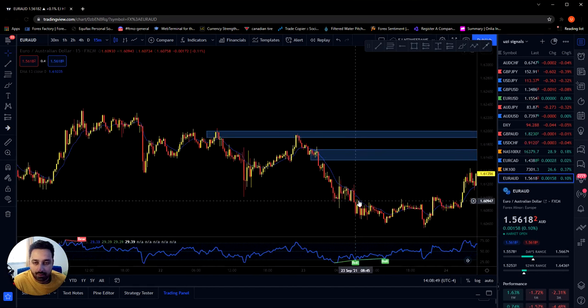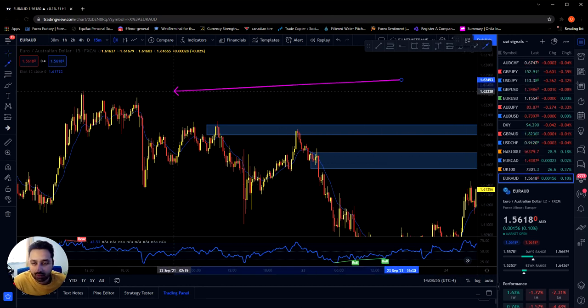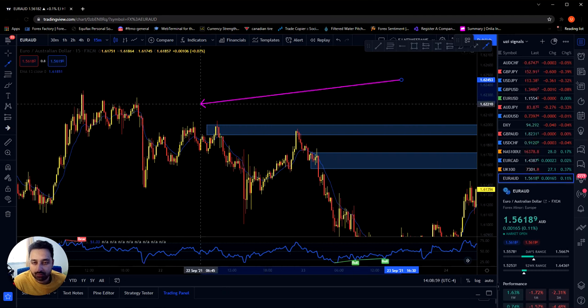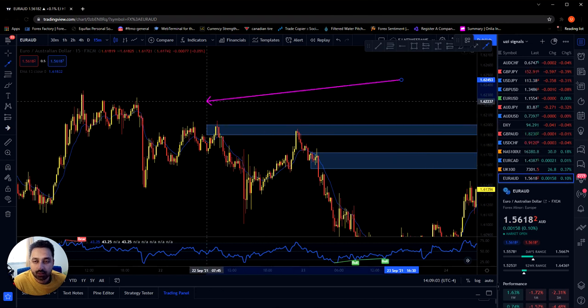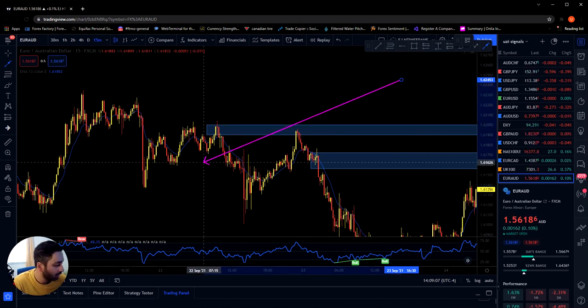So in this scenario, of course I would have drawn this zone here. I would have drawn this out. But if price fails to reach that zone and is moving away very quickly, you can remove that zone and just basically get rid of it, okay?